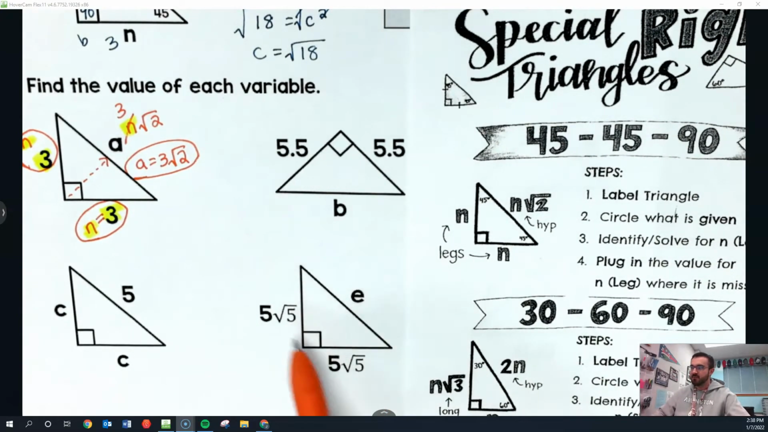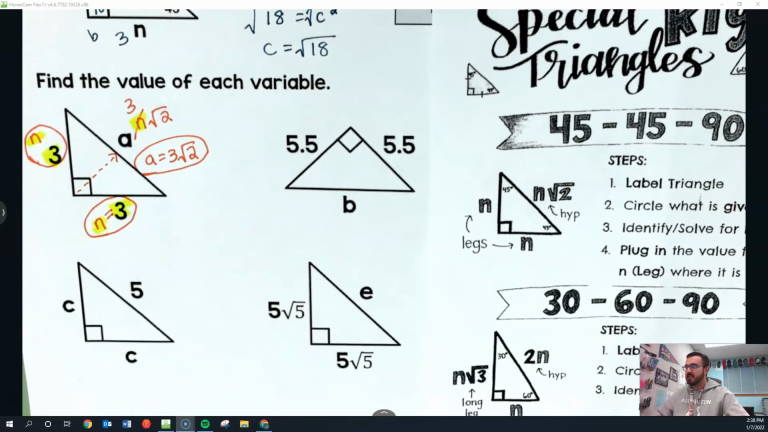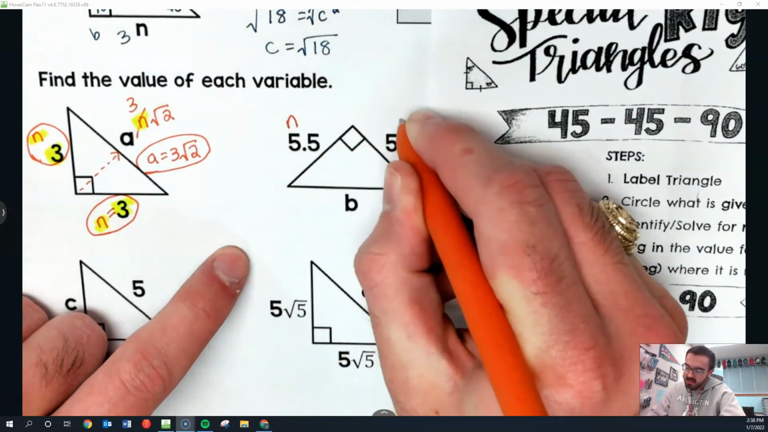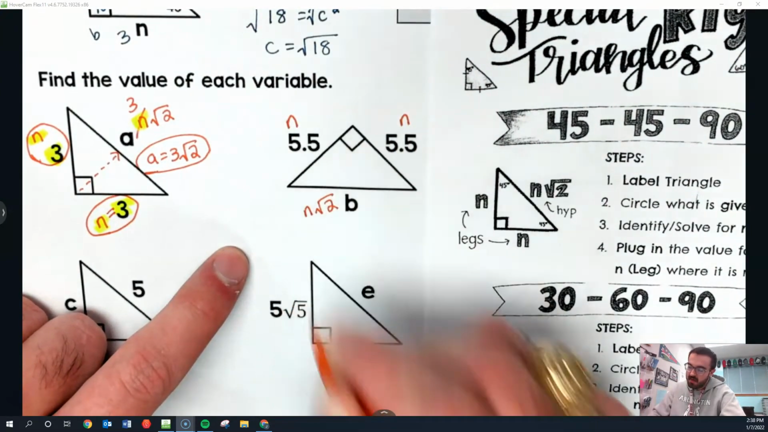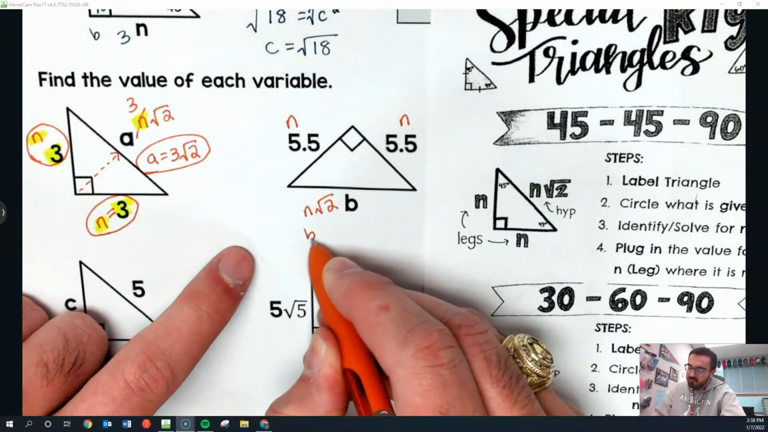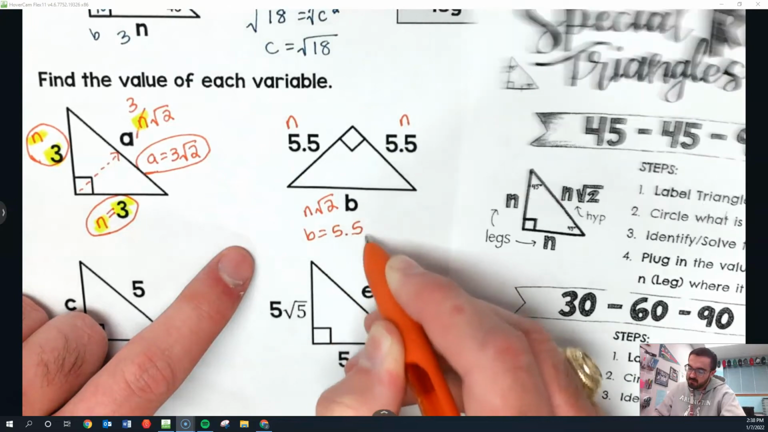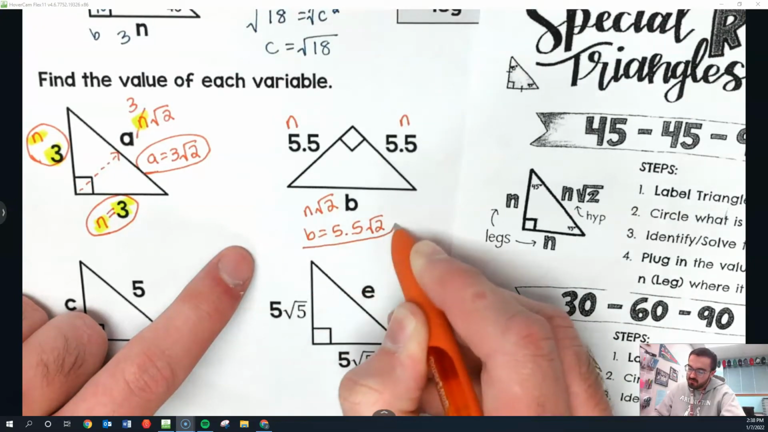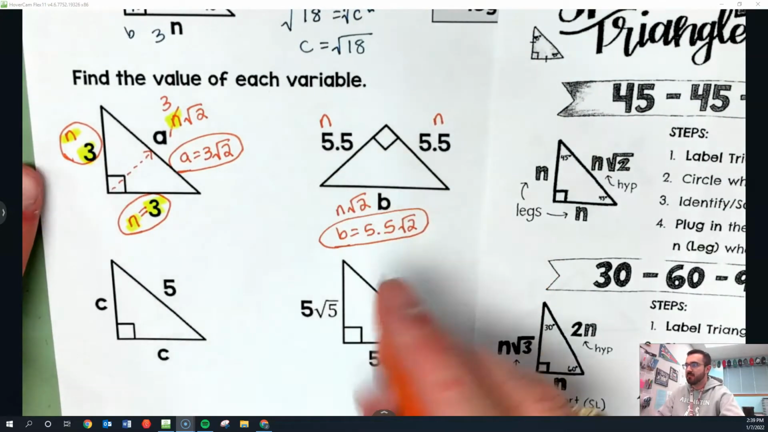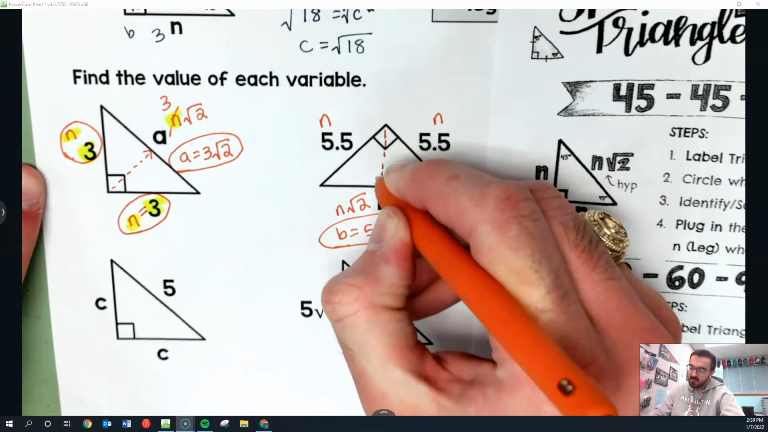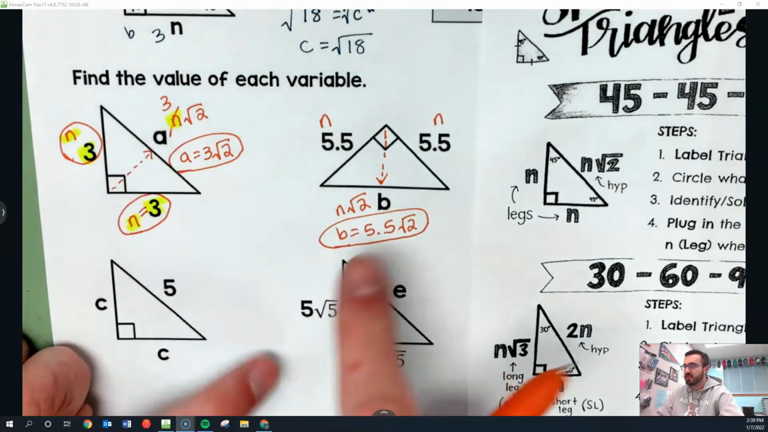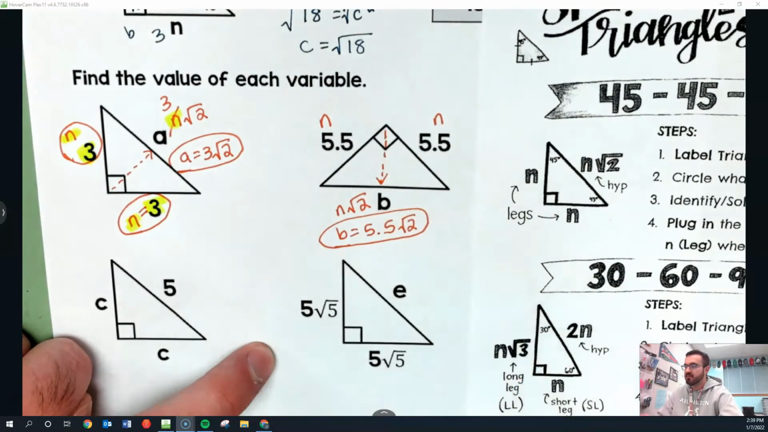Like, check out this one, where my pencil is right here. All right, let's try this one. You might just click at this point. It's n square root 2. So I'm not going to do all the steps because this one's pretty simple. This would just be 5.5 square root of 2, right? As you can see, these two are basically the same exact problem. Okay, b is my hypotenuse there. So if this was 3 square root 2, this is 5.5 square root 2.